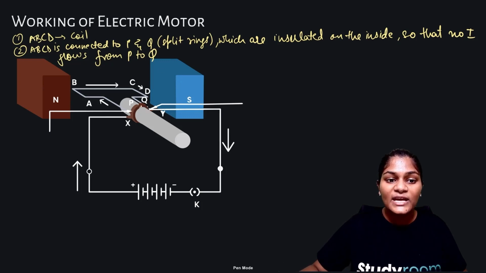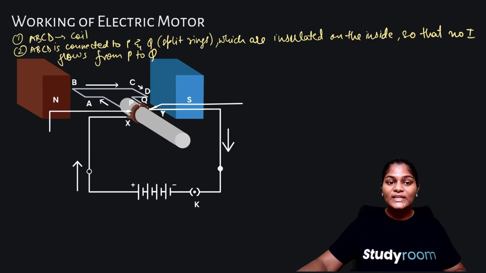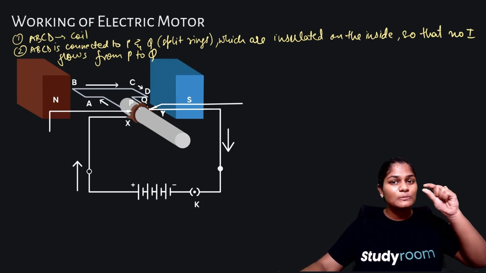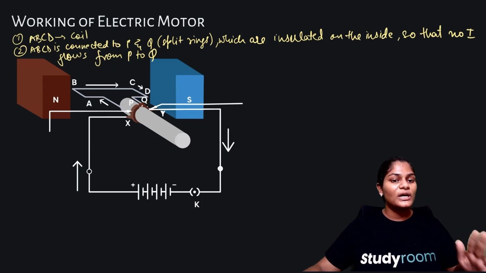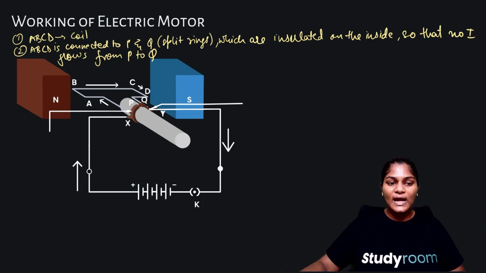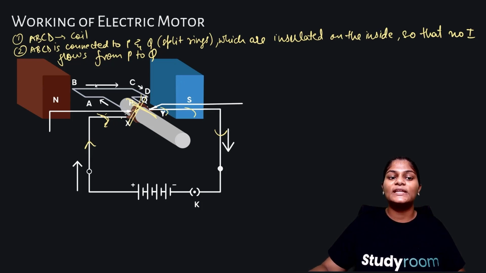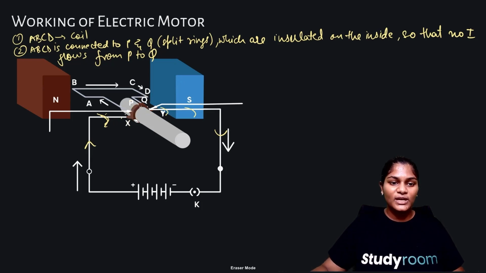Okay, so there is no current flowing here between P and Q. They are divided. If you look carefully, you will see a very small gap between P and Q, but they are not connected. No current is flowing through them. So it doesn't happen like the current comes through X, goes to Q and then comes back. No, this part does not conduct electricity. The current goes from X, the stationary brush, to P, the split ring, then it goes through the coil. Okay, great.